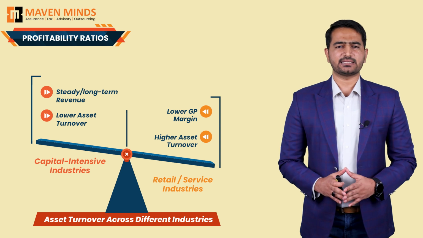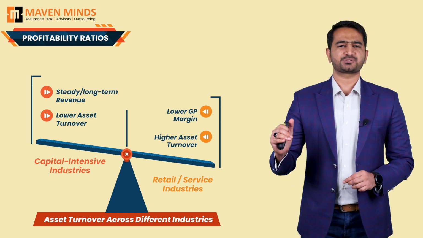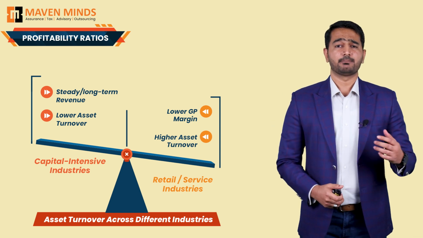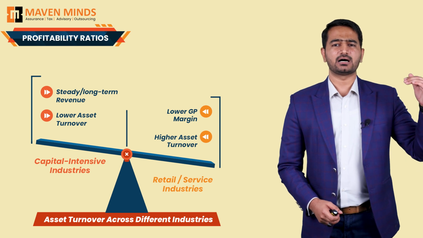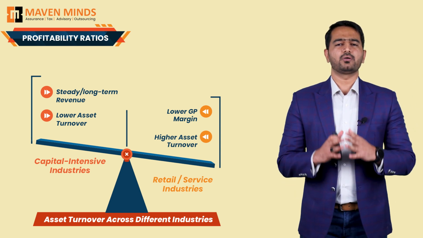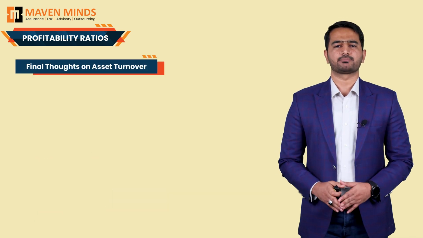So the key takeaway is that if you are analyzing a capital intensive industry, expect a lower asset turnover but a higher GP margin. But if you are analyzing a retail or service industry, expect a high asset turnover but a lower gross profit margin. Alright my friends, let's summarize what we have learned about asset turnover.